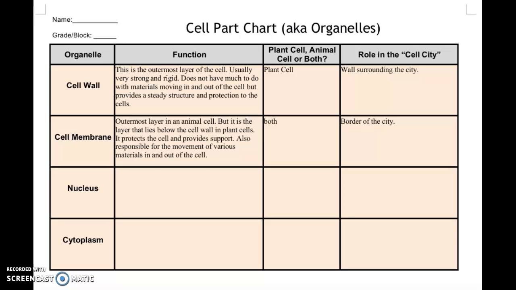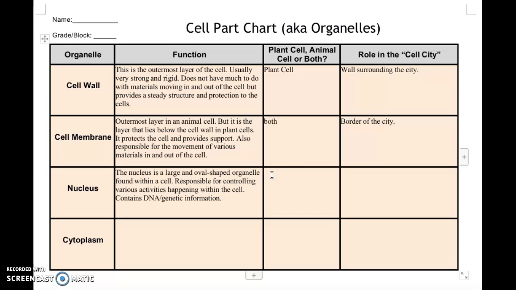So let's try and answer this. Of course, it is contained in both plant and animal cells. That's what makes these cells very unique. So I'm going to say that it's present in both. And let's see, what's the role in the cell city? If we again think of a cell as a city, we would say that it would kind of be like a mayor in an office in a city hall. So I would say that it is a mayor.